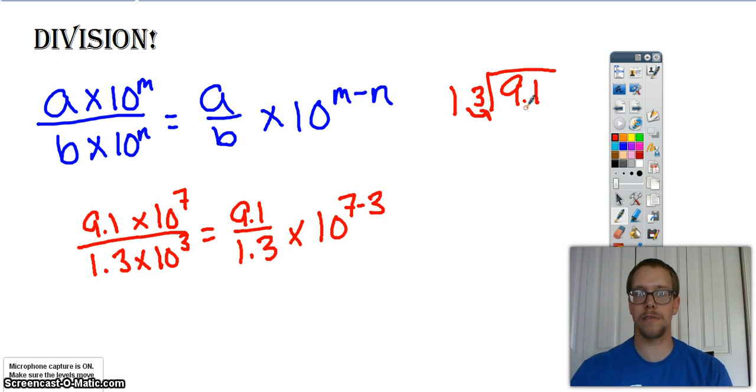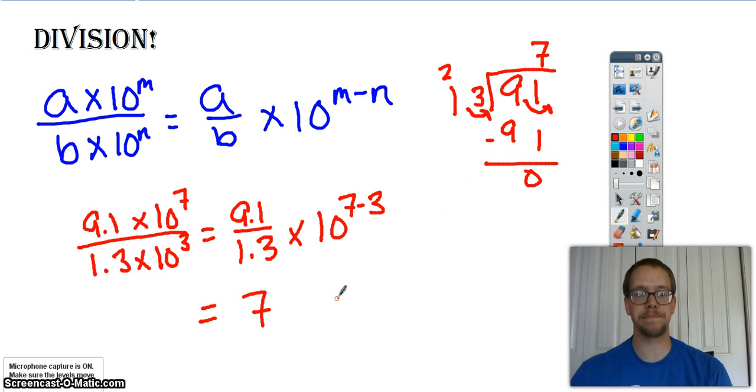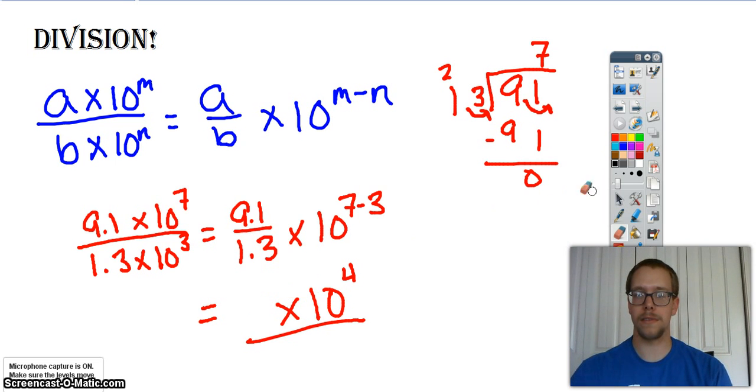Let's go ahead and move that decimal over. 13 goes into 91, last time I checked, 7 times. So 9.1 divided by 1.3 is 7. Notice 7 times 3 is 21. 7 times 1 is 7 plus 2, 91. When we subtract that out, we have no remainder. Times 10. And what's 7 minus 3? Quickly, 4. So that's 7, and actually, correctly written in scientific notation, forgot my decimal, we would write that as 7.0 times 10 to the 4th power.